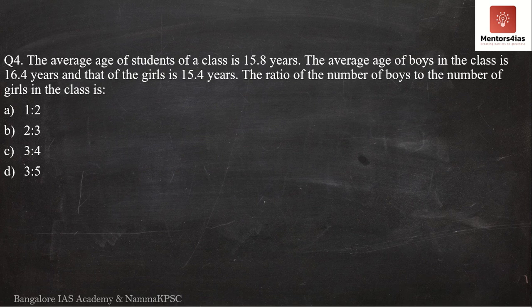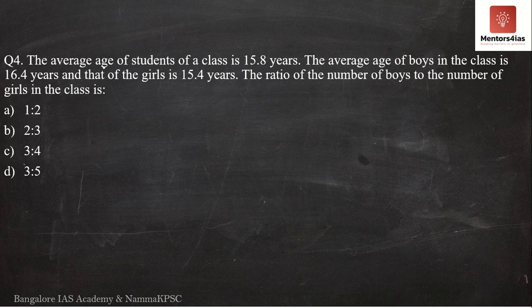Now, the fourth question says the average age of students in a class is 15.8 years. The average age of the boys in the class is 16.4 years. And the average age of the girls is 15.4 years. So what is the ratio of the number of boys to the number of girls in the class? If you have not understood the question, please pause the video and read the question once again. Now we'll start solving the question.